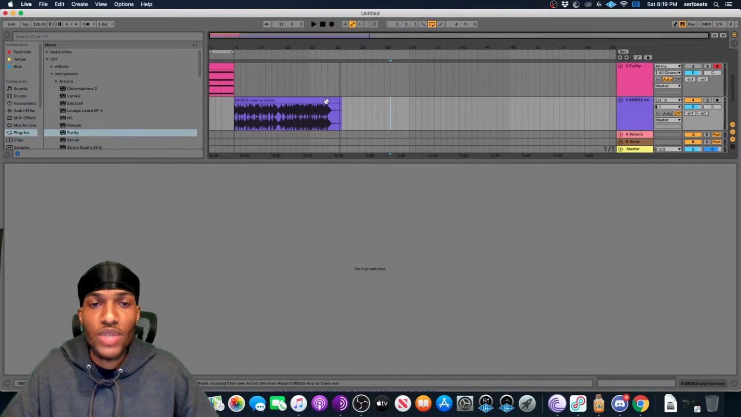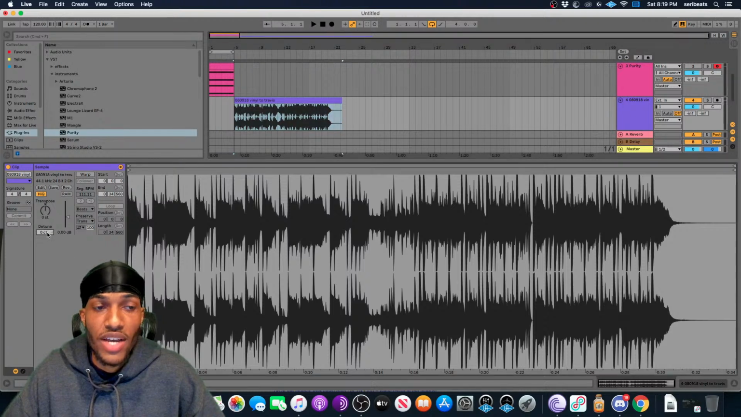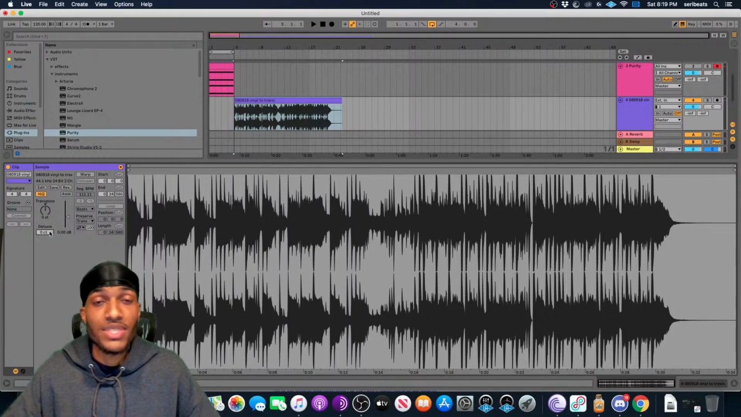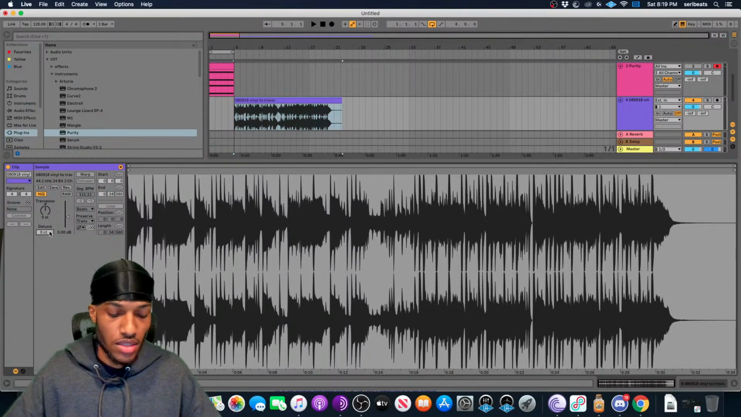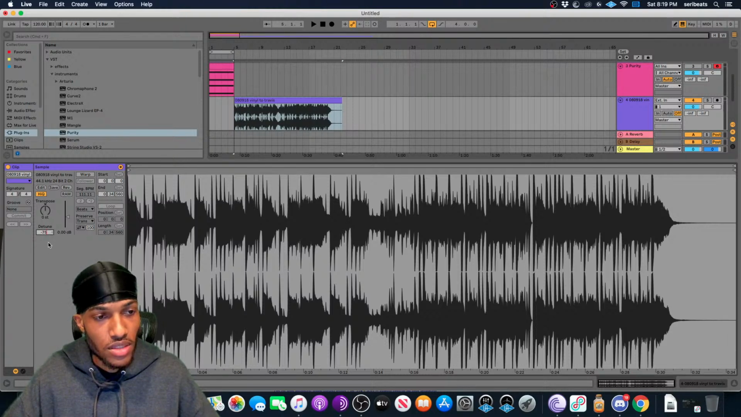To get the other frequency, we turn it down 75 cents, because obviously we don't have a hertz button on an audio file. So what we do is we just turn it down 75 cents.